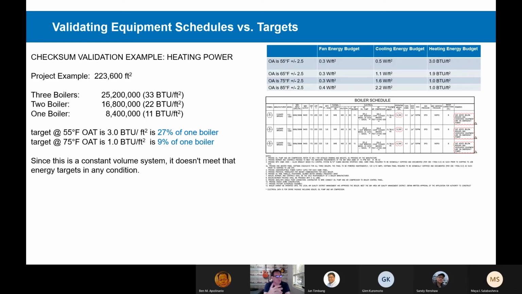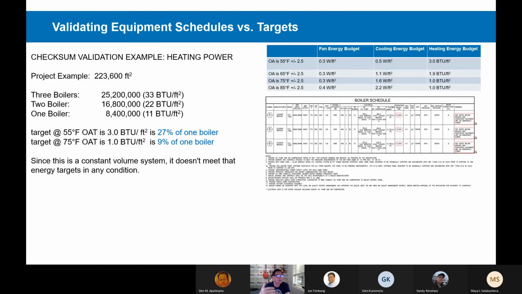If we run 2 boilers, assuming this is N+1, we'd be at 22 BTU per square foot. And even if we run 1 boiler, we're at 11 BTU per square foot. Well, our heating energy target is 1 BTU per square foot, which is 9% of 1 boiler. That's our heating target at 75 degrees, which means that unless this 1 boiler is capable of doing better than a 10-to-1 turn down, then this boiler system really won't even be capable of operating at our energy target.